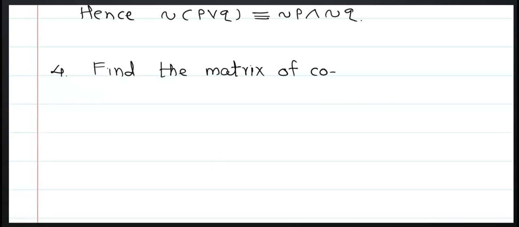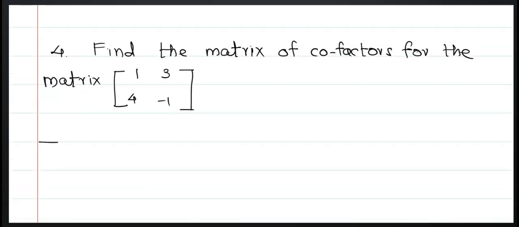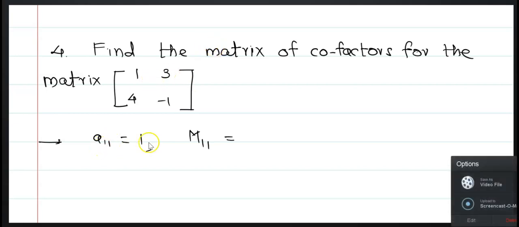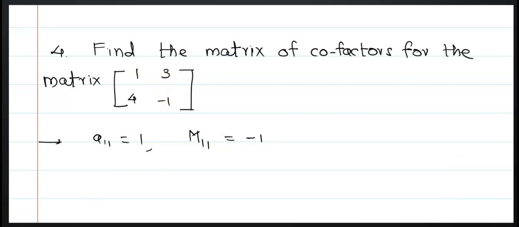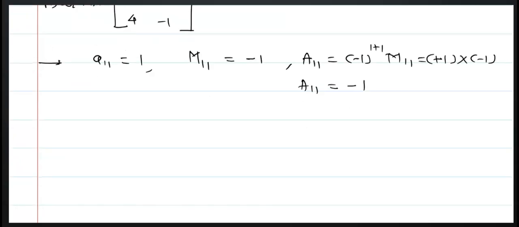Find the matrix of cofactors for the matrix 1, 3, 4, -1. Now here a11 is 1 and its minor is -1. Then we'll find out its cofactor. That is a11 is equal to -1 raised to 1 plus 1 times m11. That is a11 is -1.